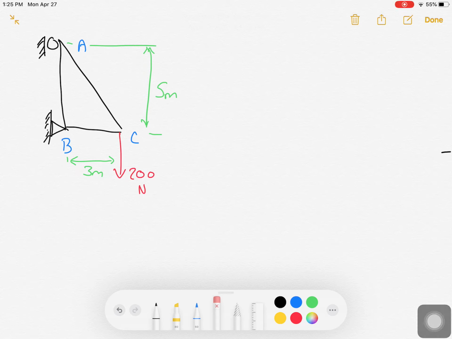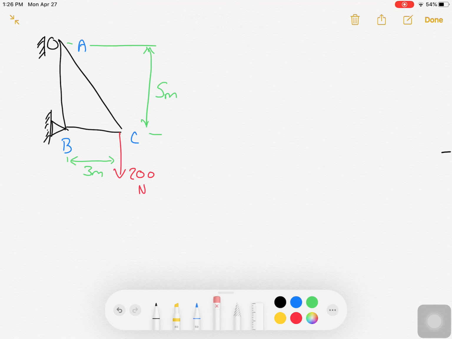All right, so today we're going to do another statics example. What we have here is another triangle. In this case, it's 5 meters tall and 3 meters wide. And we have 200 newtons of force hanging from point C here. Now notice the supports, the reaction forces at A and B are on a vertical wall.